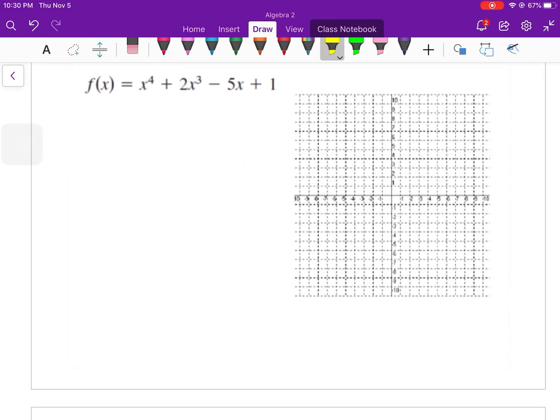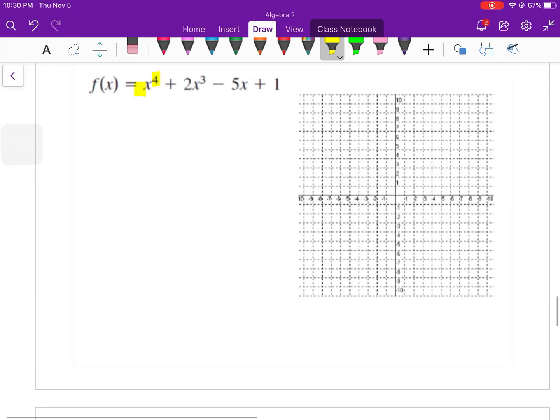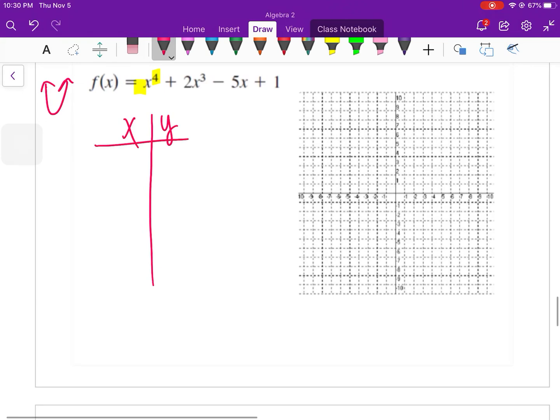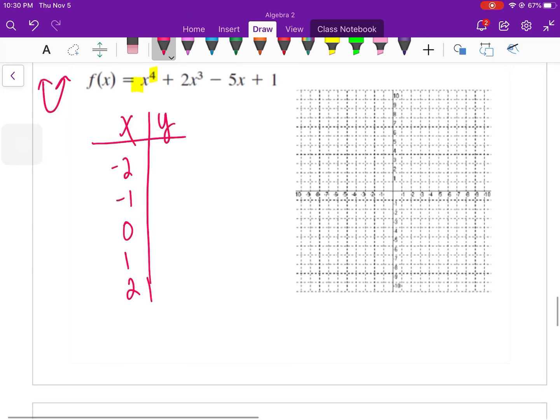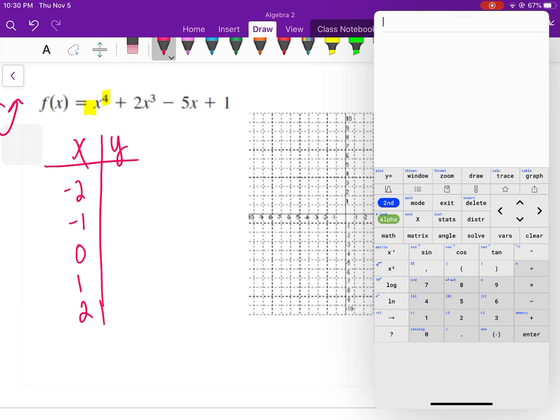Okay, so I can use this idea to help me graph. I know that this is an even function. It's actually written in standard form. It has a leading coefficient of 4. My graph should end up looking like this eventually. So I'm going to just plug in -2, -1, 0, 1, 2 into the function and get out the values.